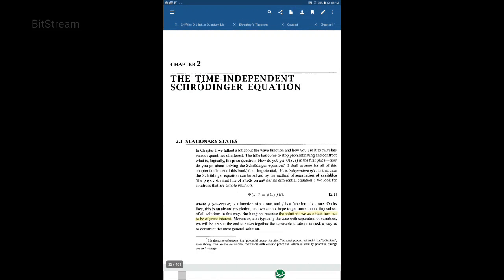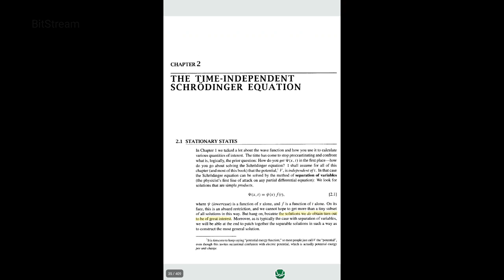Today, about chapter 2 of Griffiths. So we're starting here in chapter 2, now that we've completed all of chapter 1 and all the problems.